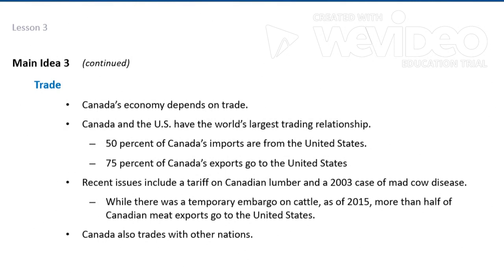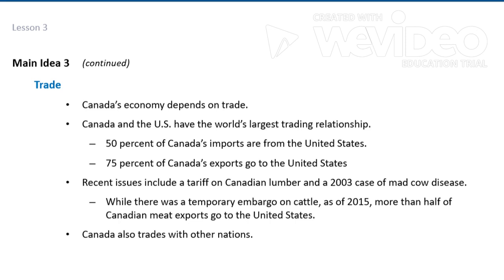Trade. Canada's economy depends on trade. Many of Canada's natural resources that you have learned about are exported to countries around the world. Industries successful in trading grow and hire more workers. Trade also allows foreign companies to invest in Canada, which provides jobs to Canadians. Canada's leading trading partner is the United States. As the world's largest trading relationship, Canada and the United States rely heavily on each other.